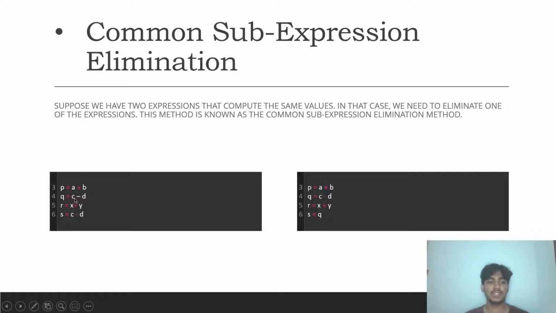If you notice, Q equal to C plus D on line 2, so we don't need to write S equal to C minus D explicitly, because it's already declared as the value of Q. So instead of writing C minus D here, I can replace C minus D with Q. So I can write S equal to Q, and this is much more efficient in terms of resource allocation for the compiler and for the machine you're using.